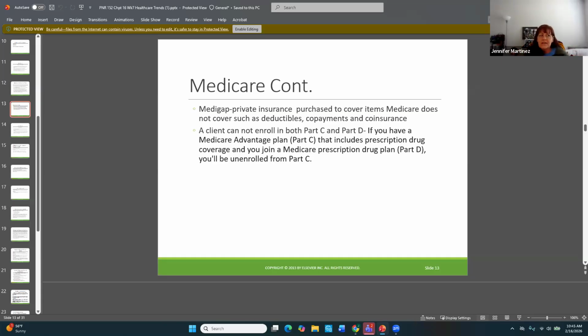So again, there is that supplemental coverage that people can get. Clients cannot enroll in both Part C and D. Okay, so if you have an Advantage plan, Part C, that includes prescription drugs, then you can't join Part D. And if you join Part D, then you can't be enrolled in Part C. So there's lots of different rules when it comes to Medicare.